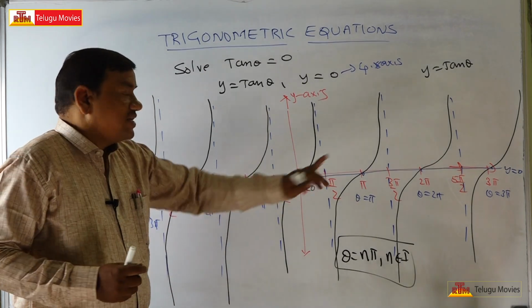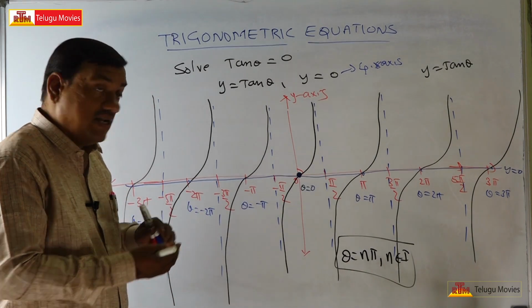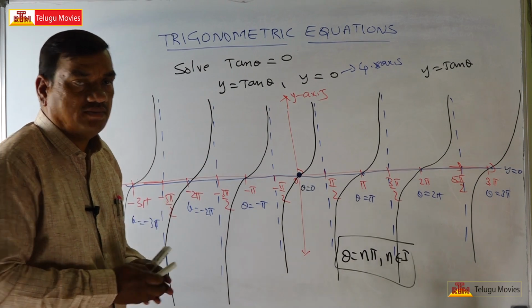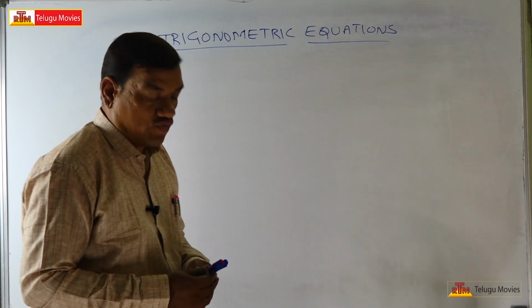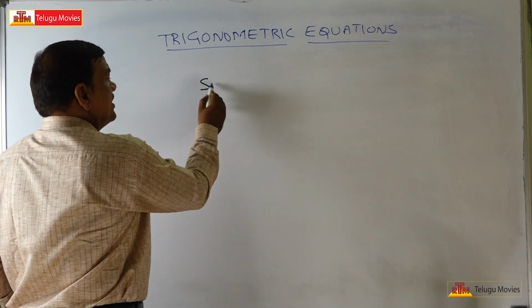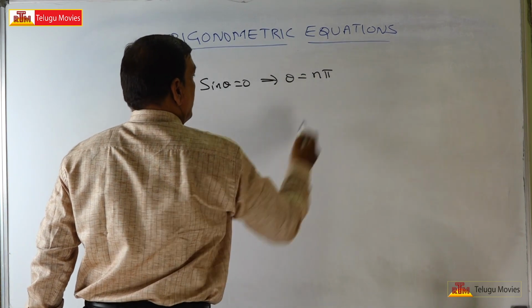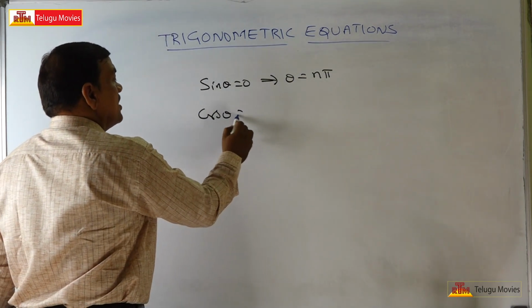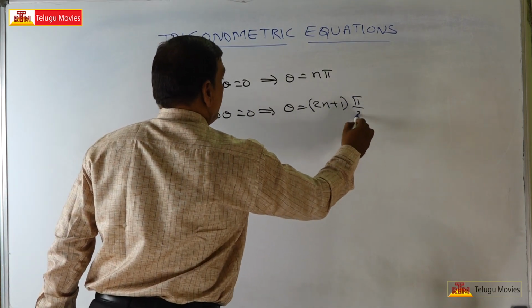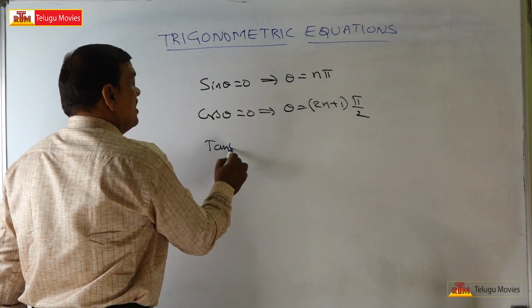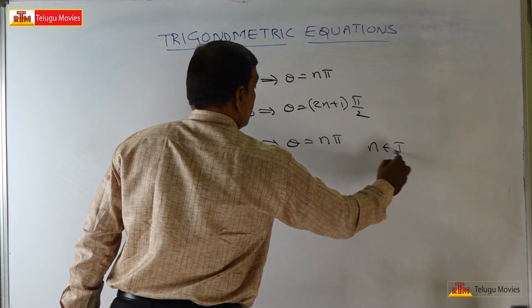Observe sin theta and cos theta. Let us conclude what we learned today, up to now. If sin theta is equal to 0, this implies theta is equal to n pi. If cos theta is equal to 0, theta is equal to 2n plus 1 times pi by 2. If tan theta is equal to 0, then theta is equal to n pi, where n is an integer.